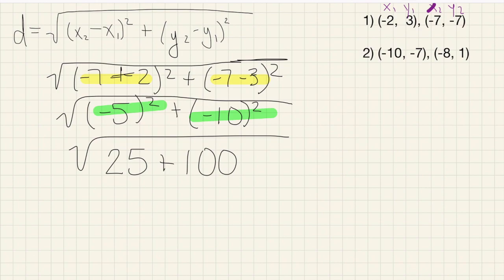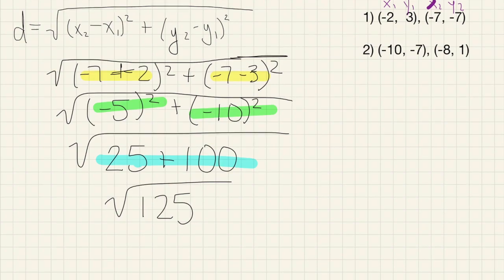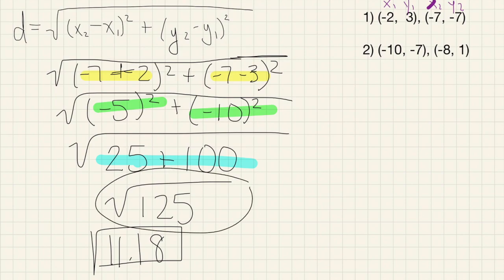And then my last step is to add these together, which becomes 125. And so then I'm left with just the square root of 125. If I took the square root of 125, I would get 11.18. So it might be written like that, or it might be written just as the square root of 125. It just depends on how it's written. So this answer, I'm going to say 11.18 is my answer.